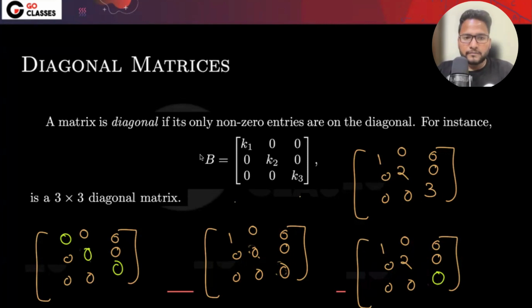What do you think? A matrix is diagonal if the non-zero entries can only be on the diagonal. k1, k2, k3 could be anything, but apart from the diagonal, it should be zero. What is on the diagonal, whether it is zero or non-zero, doesn't matter. So this is diagonal, this is diagonal, this is diagonal. There is no need to have at least one non-zero entry. So all are diagonal matrices.